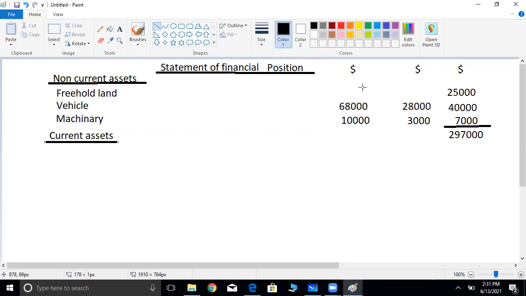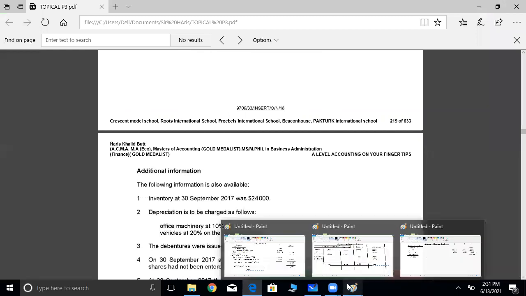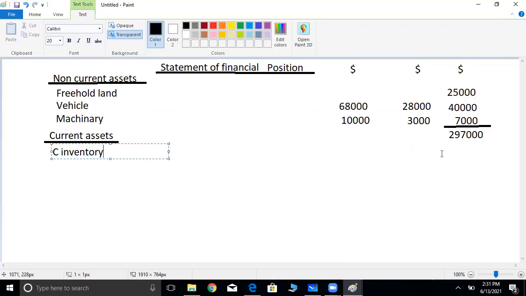करंट एसेट्स लिखने हैं आपने. करंट एसेट्स में आपकी आ जाती हैं इन्वेंट्रीज, क्लोजिंग इन्वेंट्री, definitely you will write over here. So वो उसने क्वेश्चन में दी हुई है हमें पहले. क्लोजिंग इन्वेंट्री वापस कितनी है 24,000 की. So I will write 24,000 the second column, because there are two columns which are needed. Then trade receivables.